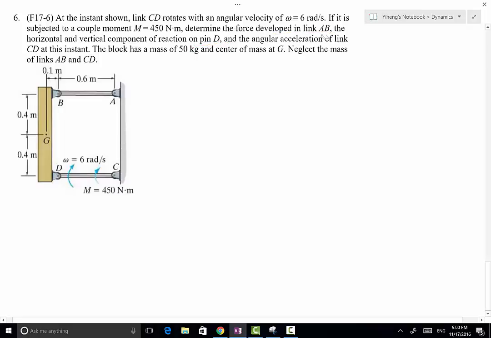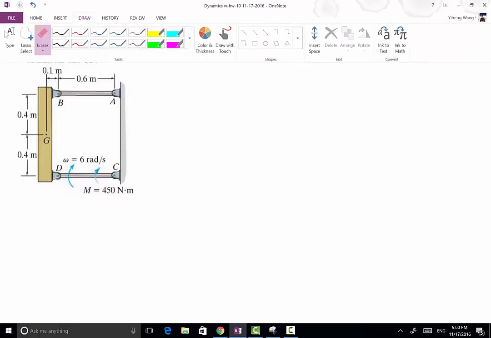So let's see how we approach this problem. By looking at it, we can simplify it a little bit and realize that link AB is a two-force member, which means that the force in link AB has to be along the orientation of AB. However, that's not the case for link CD. Link CD is not a two-force member because even though it's subjected to forces only at two points C and D, it is also subjected to a couple moment. Therefore, at point D, we will have two unknowns.